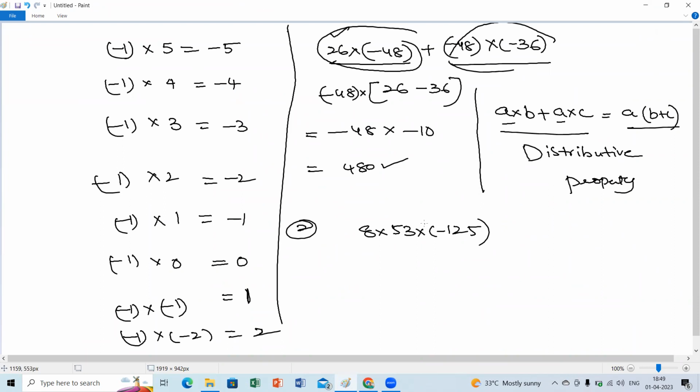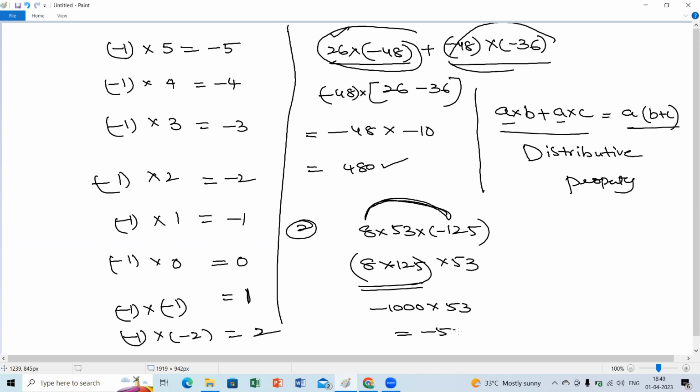Now who are friends here to combine? If I make a group of these two numbers, my calculation part is easier. Minus 125 and 8, so this becomes negative 1000. Any number multiplied with 1000 means the same number followed by zeros. So negative 53,000.